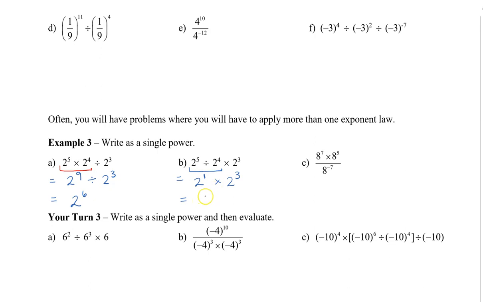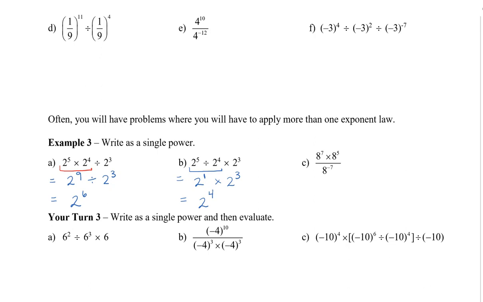And again, now we're going to multiply. So we have the base of 2, but this time we're going to add the exponents. So it'd be 1 plus 3, which equals 4.